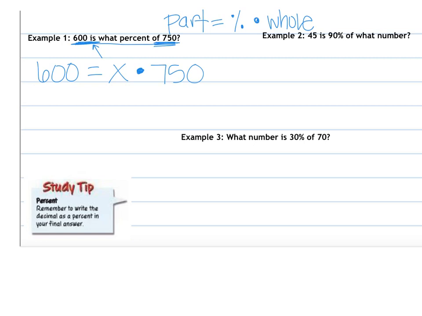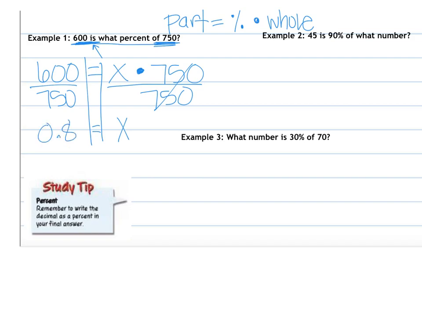So if we think back to finding the percent of a number, remember we take the percent and multiply it times the whole. It's just that this time we're missing a part of the equation. So now if we think back to solving one-step equations, and we can do our railroad tracks, we can see that if I divide both sides by 750, that would cancel out, and I have x alone. So then I do 600 divided by 750, and I get 0.8.